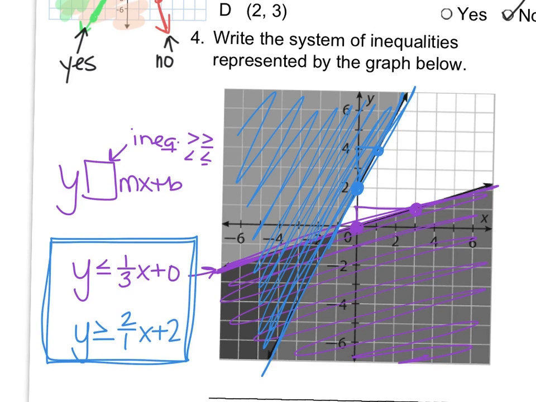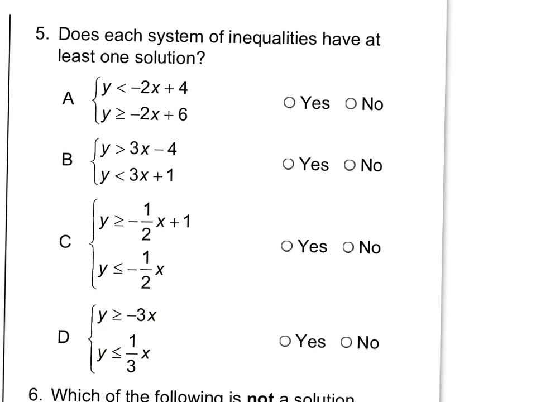When it says to write a system, you should be writing 2. So system is going to give you 2, and inequalities means you're going to have your less than or greater than symbols. Okay, question 5 here. We kind of touched on this just a little bit. We didn't spend a ton of time here.